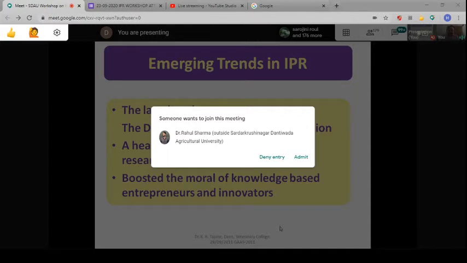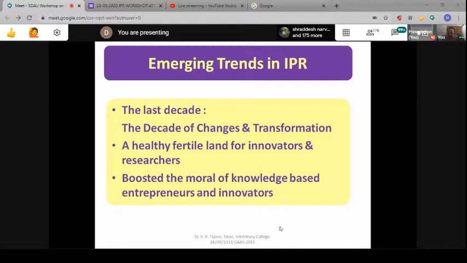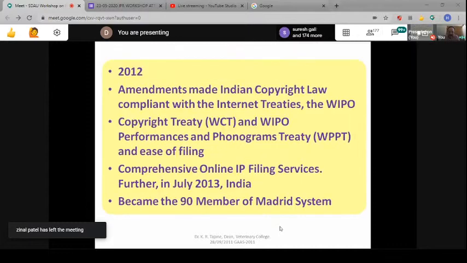Because of these changes and the interest of innovators and researchers, the environment has boosted the morale of knowledge-based entrepreneurs and innovators. So this is the emerging trend in India. Now let's see what things have changed in the last few years. In 2012, the first amendment was made in the Indian copyright law to comply with the internet treaties and the World Intellectual Property Organization. So that is the first thing.